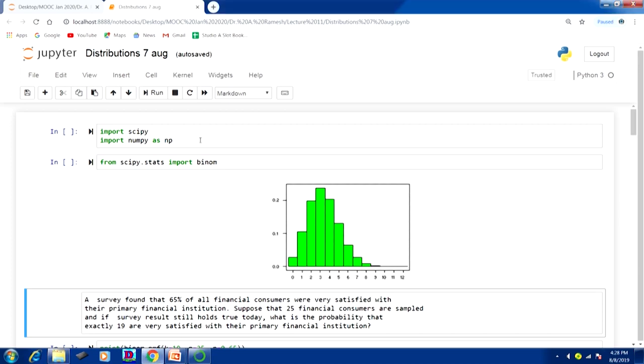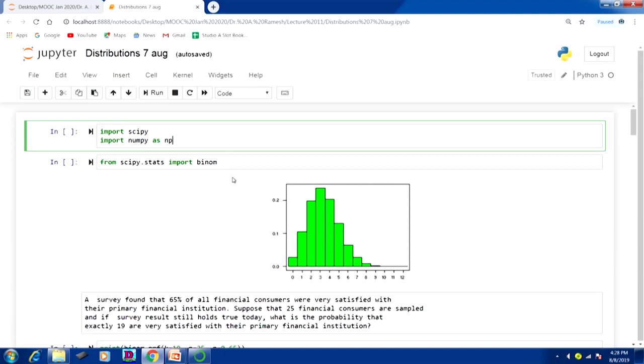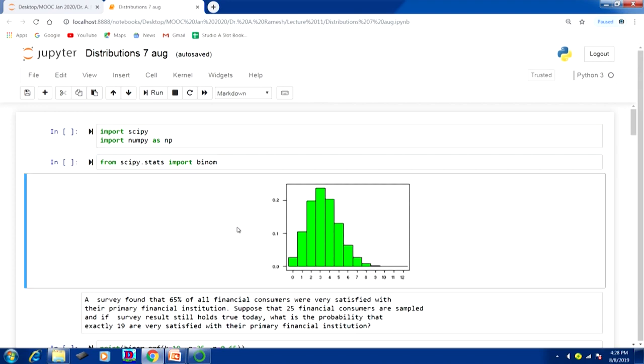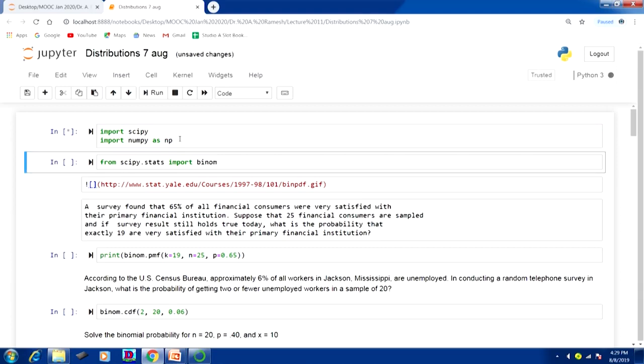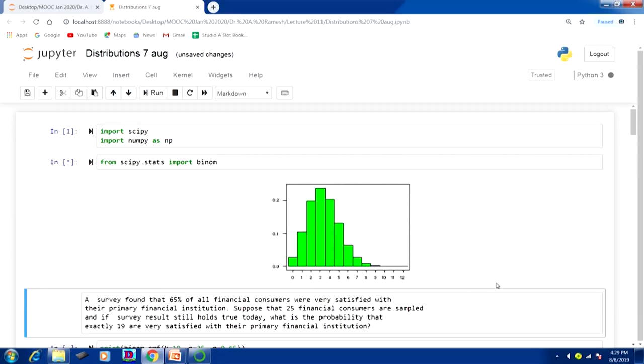Okay, now I am importing SciPy, importing NumPy as np. From scipy.stats import binom. Binom is for doing binomial operations. And one more thing, you can import a picture also. For example, this empirical distribution picture I have taken from this source: an exclamation symbol, then square brackets, and when you give that link, we can get that picture directly. Okay, I am executing this. Yes. Now we will see the problem.